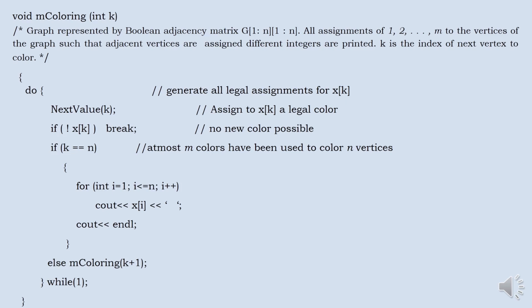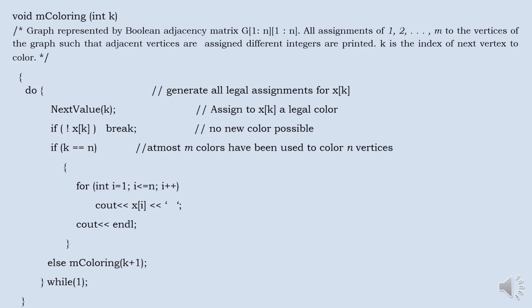Suppose a color was not assigned to the kth vertex. So we know x of k will be 0 in that case. So if x of k is 0, if no color was assigned, then you have not found a new color. So you need to repeat. It goes back to this while loop and calls once again NextValue of k to try some other possibility of getting a different color for the vertex k. If at all you have successfully assigned a color for the kth vertex, then this value will not be 0.